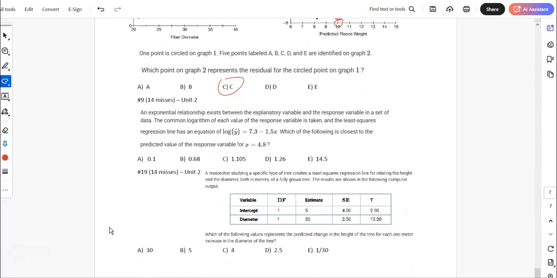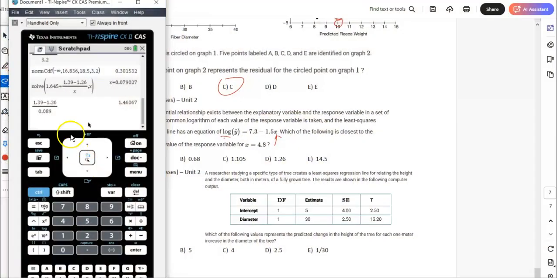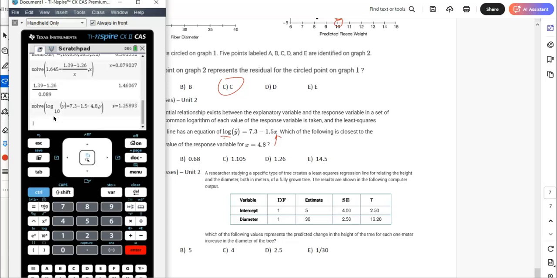Number 9. An exponential relationship exists between the explanatory variable and the response variable, and for this set of data, the common logarithm... So this is a key to the section. That's the log, right? When x is 4.8, we're going to plug in 4.8 there and get our calculator and let our calculator cook here. Okay, so we're going to do solve, menu 3-1, log of y, I guess, equals 7.3 minus 1.5 times, I'm just going to put in 4.8 there. It should do the work for us. Comma y, the variable we're going to solve for. 1.25-ish. Yeah, that's it.